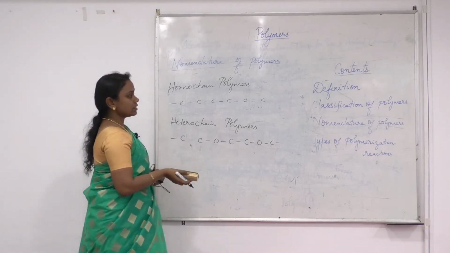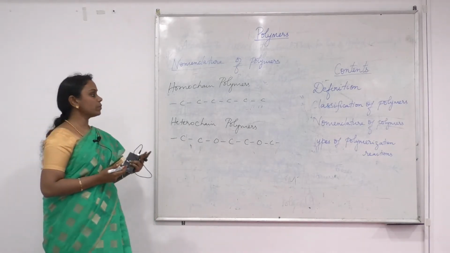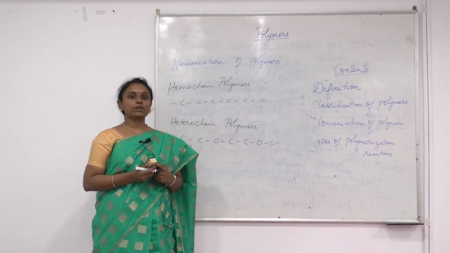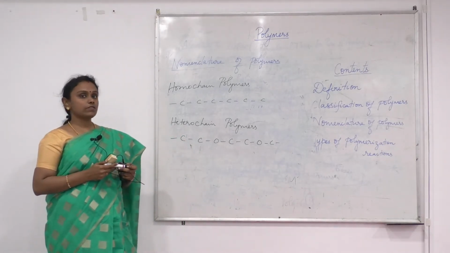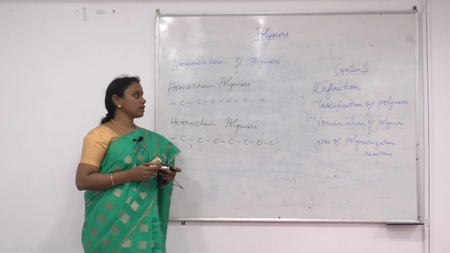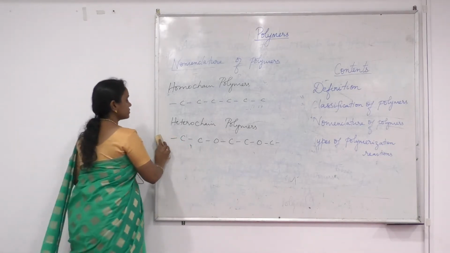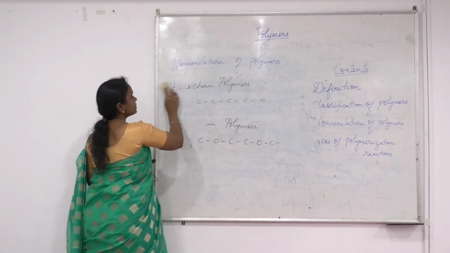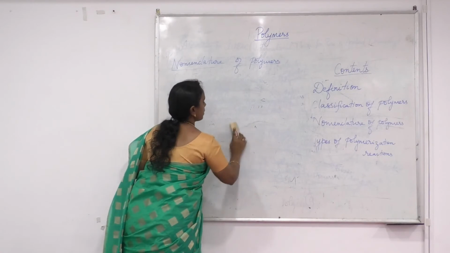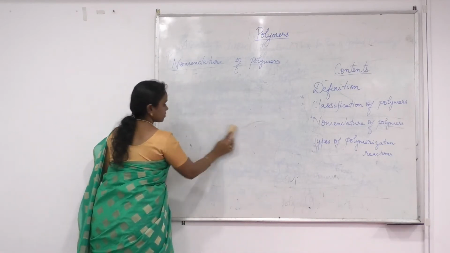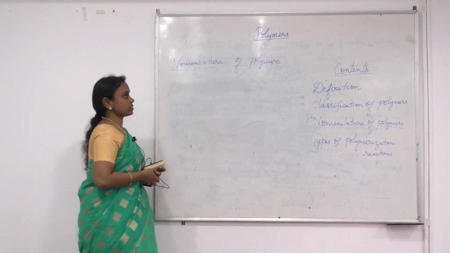So next we will see the different types of polymerization reactions. As I already told you, polymers can be classified based on the method in which they are synthesized. There are 3 different types: addition polymers, condensation polymers and copolymers. We will see the mechanism, the 3 different types and their examples.